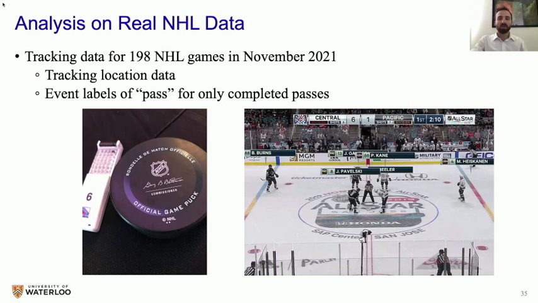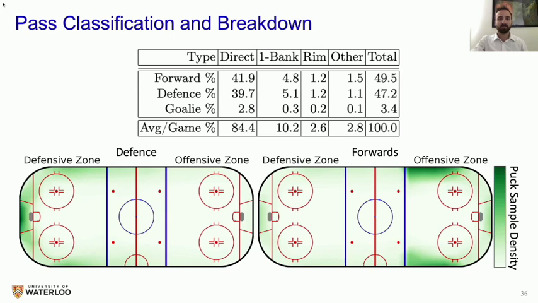We analyze our models on 198 NHL games from November of 2021. We leverage the tracking data and previously labeled pass events in the dataset. We find that 84.4% of passes in our dataset are classified to be direct. 10.2% are one bank, 2.6% are rims, and 2.8% are other. In our dataset, while forwards as a whole pass slightly more than defense, considering there are typically 3 forwards and 2 D, a defensive player on average completes 43% more passes than a forward.